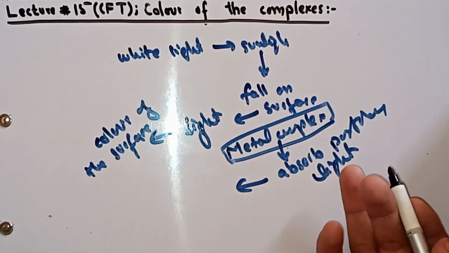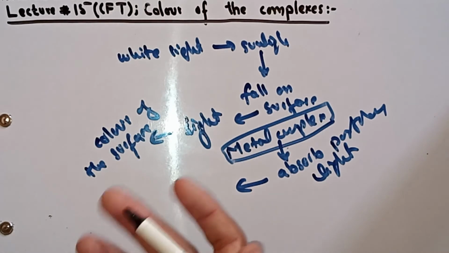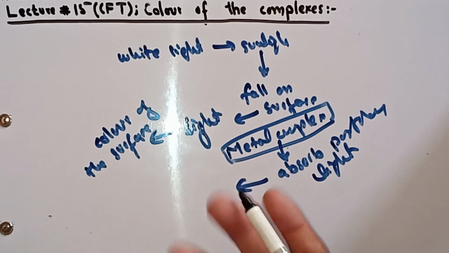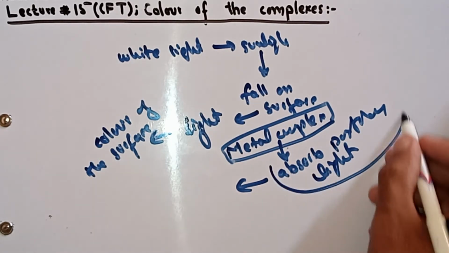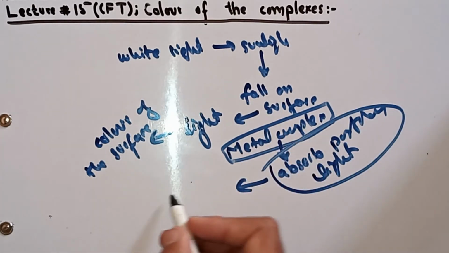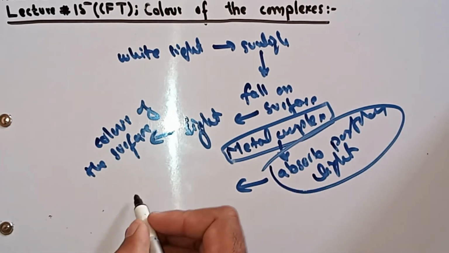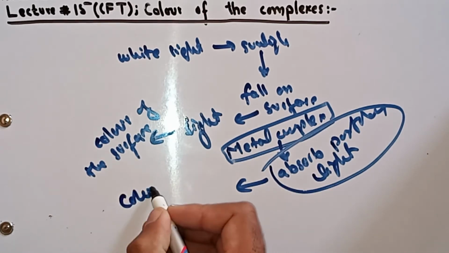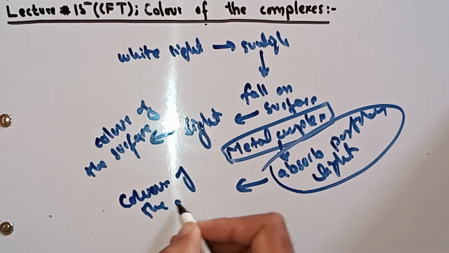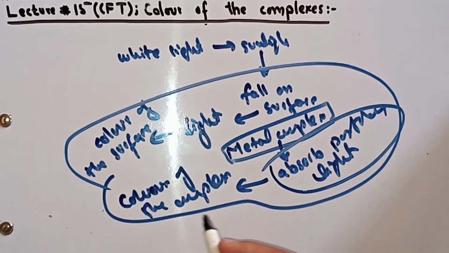The color that shows us the given complex, that color we call the complementary color. So the absorbed color we call the absorbed color, while the reflected color is called the complementary color. The complementary color of this absorbed light will be shown to us, and that will be the color of the given complex. So why does the complex show color? What happens in the complex that it shows the color?